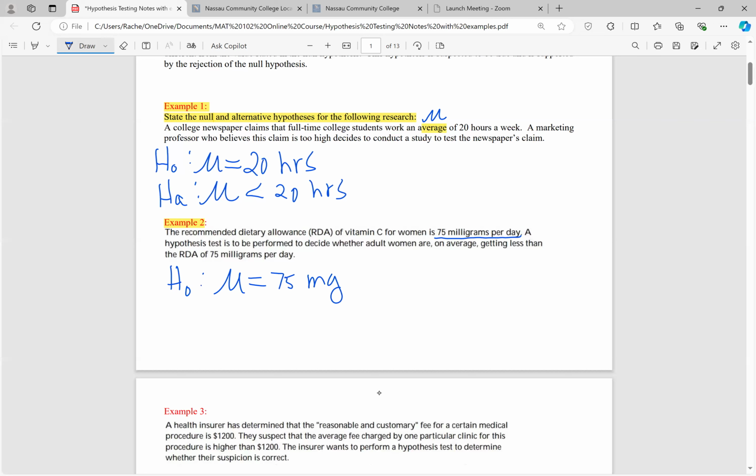But a hypothesis test is to be performed to decide whether adult women are on average getting, here's your key word, less than the recommended amount of 75 milligrams per day. So the alternative statement or the suspicion about the average amount of vitamin C is that they're really getting less than 75 milligrams per day. So the alternative would be that mu is less than 75 milligrams.